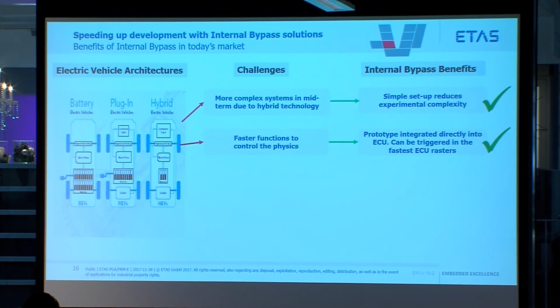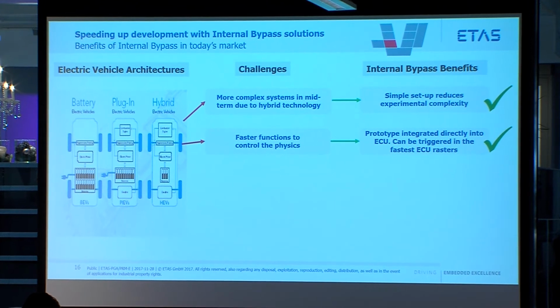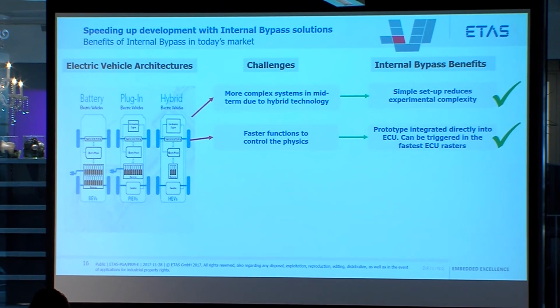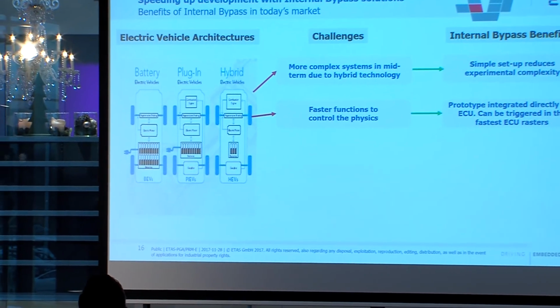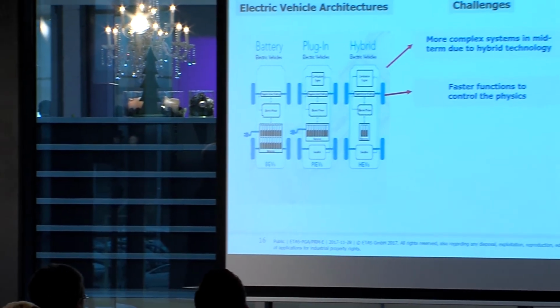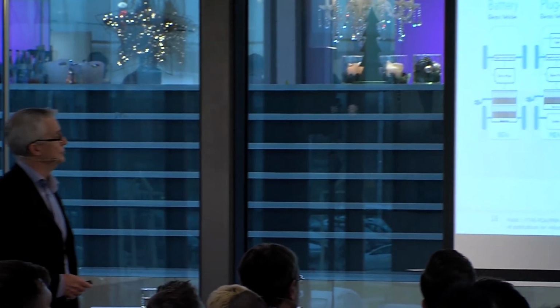So here again, I think internal bypass is a really good solution because, as I've said, it runs on the ECU. The new function runs on the ECU. It can be triggered in the fastest ECU rasters. And there's no added latency. There's no round trip times to worry about. So the timing behavior is always correct.